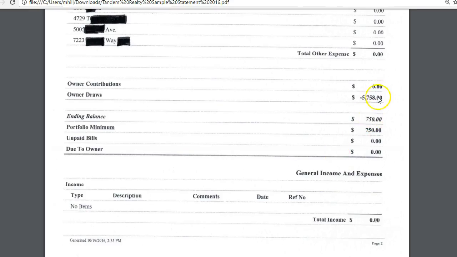Your ending balance may be more than $750, so if you had unpaid bills of $200, your ending balance may show $950, portfolio minimum $750, unpaid bills $200, and due to owner would probably still show $0. So this can get a little tricky, but just remember, we're always holding back money for unpaid bills, and we'll always need to make sure that we are filling the reserve with every disbursement.